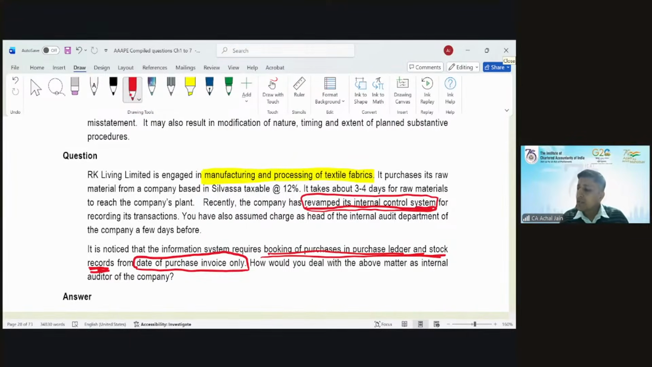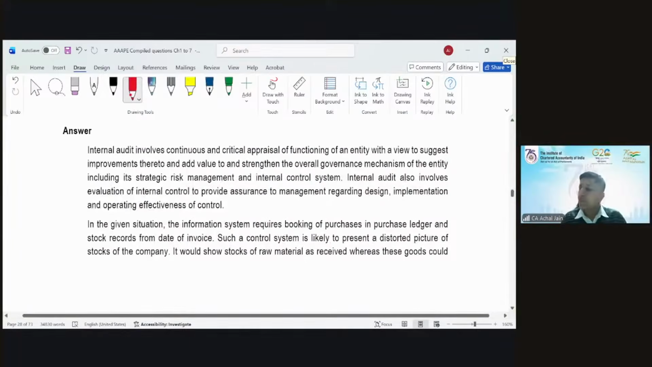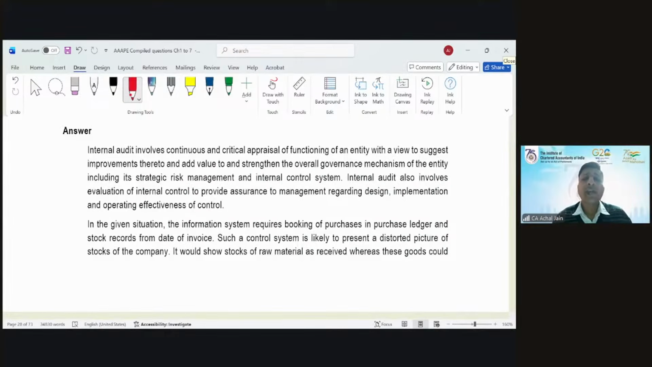So I think what we can now do is look at some of these requirements from the internal audit's perspective. Internal audit involves continuous and critical appraisal of the functioning of an entity. Now, in this case, the idea is not only to review, as we discussed, but also to suggest improvements thereon. That's what internal audit is all about. Further, the idea is also to add value to and strengthen the overall governance mechanism of the entity, including its strategic risk management and internal control system.